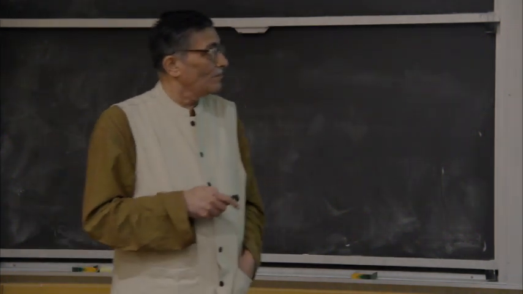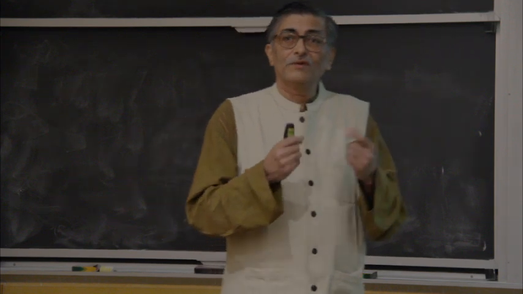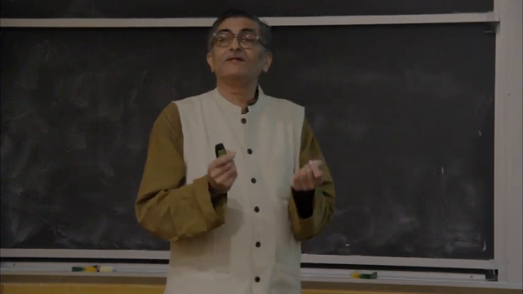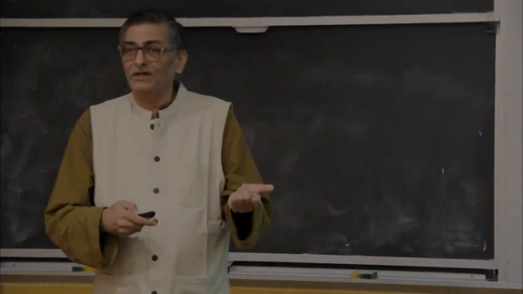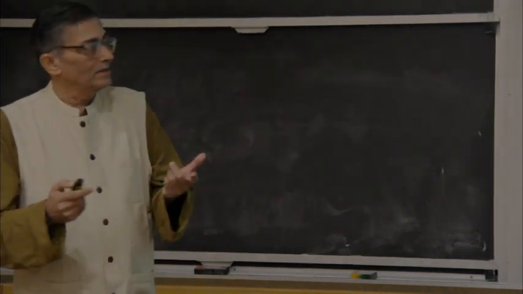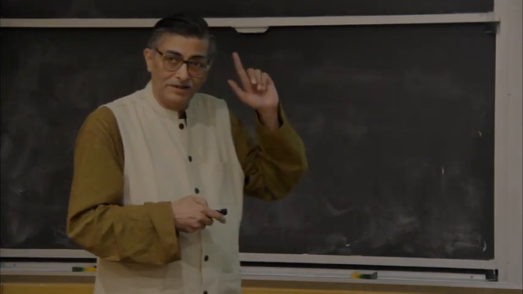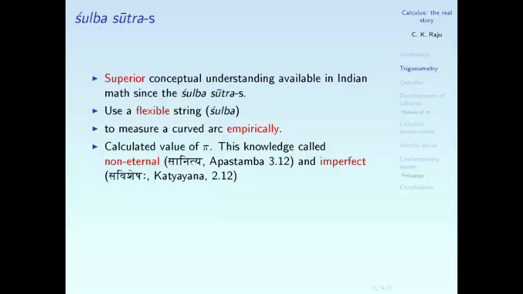Alright. So in India you had the Shulba Sutra. What's the Shulb? Shulb is a flexible string. With a flexible string you can measure curved lines. You can measure angles. An angle is the length of a curved arc. You can measure it empirically, you are doing it empirically. And there is a difference of philosophy. What's the difference? You accept.